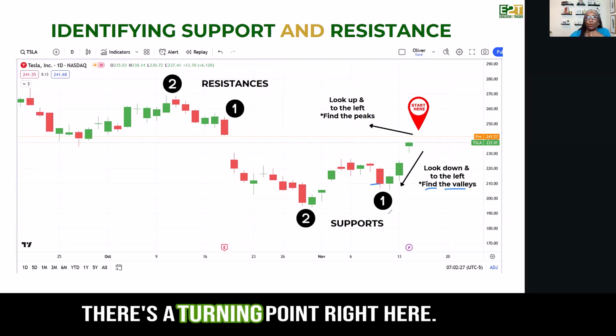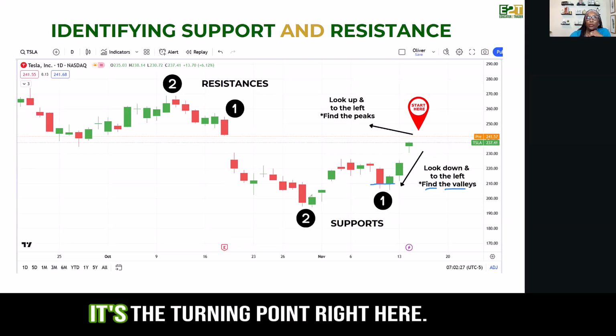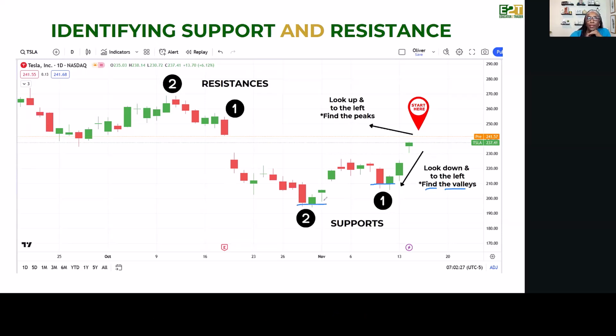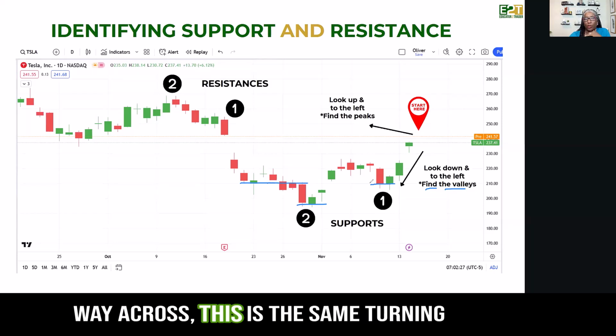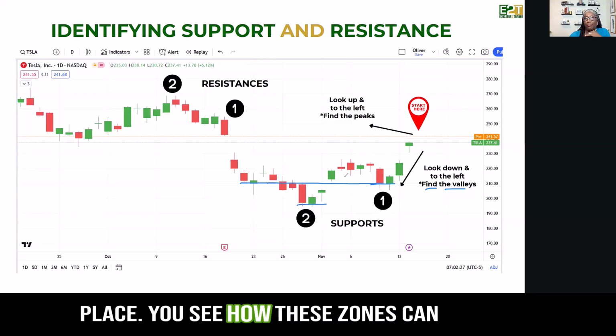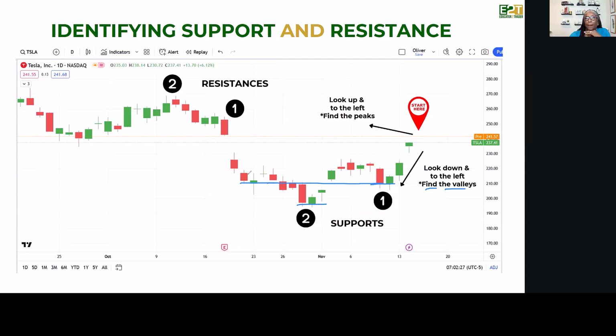There's a turning point right here. This turning point here really matches this one. If you go all the way across, this is the same turning place. See how these zones can be repeated?